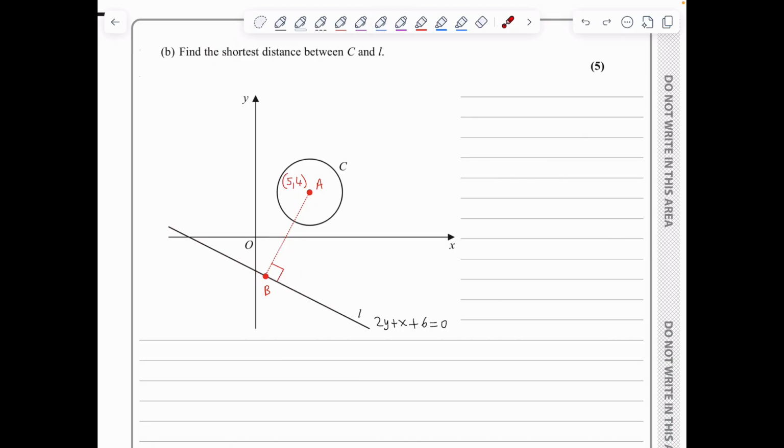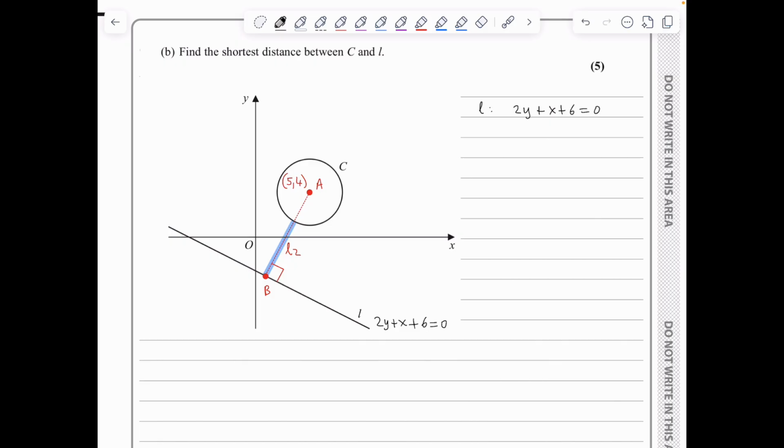I'll be calling this line here, the line passing through A and B, L2. And we're trying to find the highlighted distance here. This is the shortest distance between the circle and the line. So I will start by considering the line L with equation 2y plus x plus 6 is equal to 0.